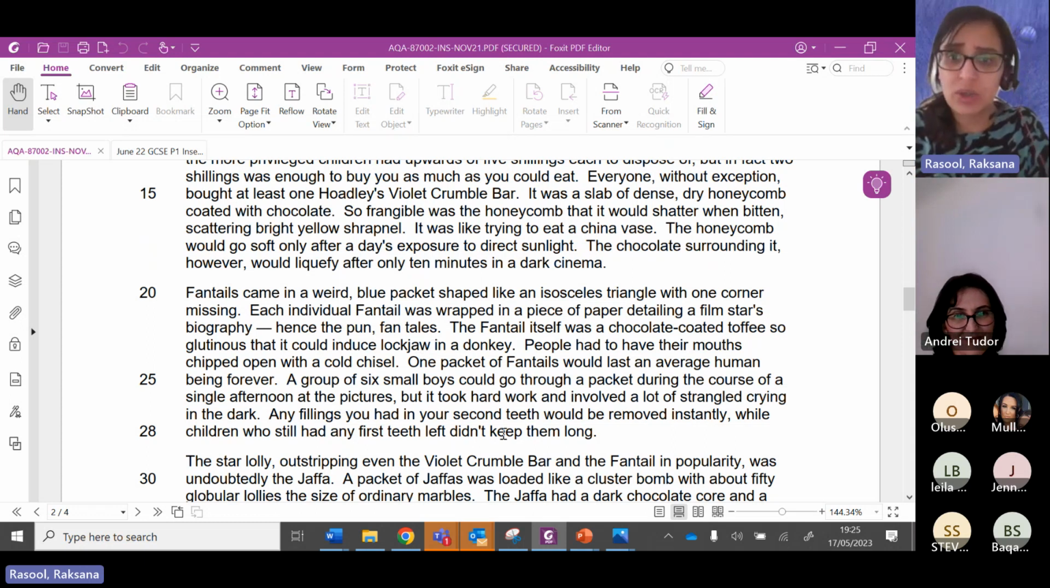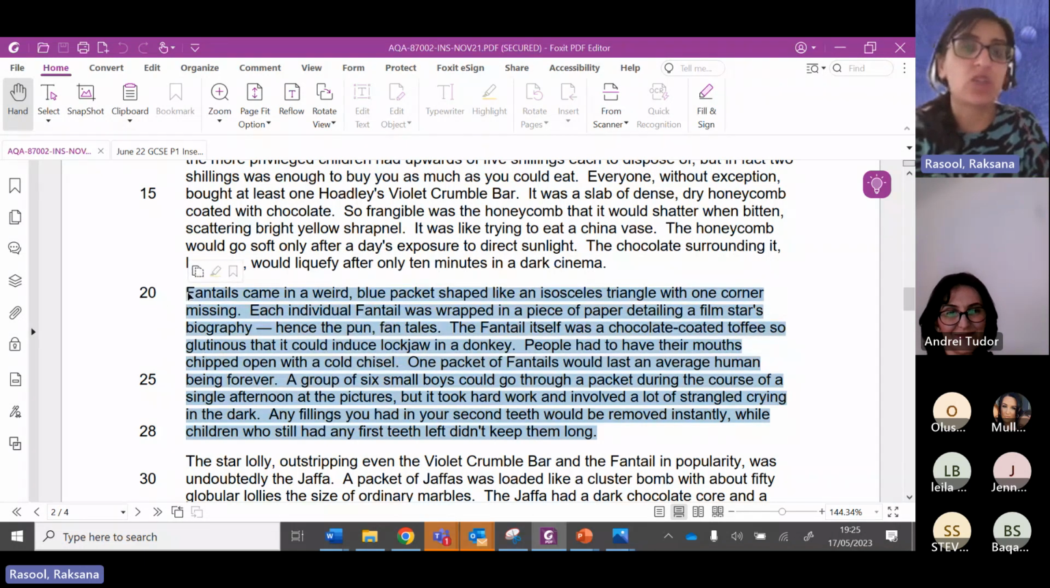Any fillings you had in your second teeth would be removed instantly, while children who still had any first teeth left didn't keep them for long. So this is all a description about the fantail, and this is what question 3 is about, the language question.